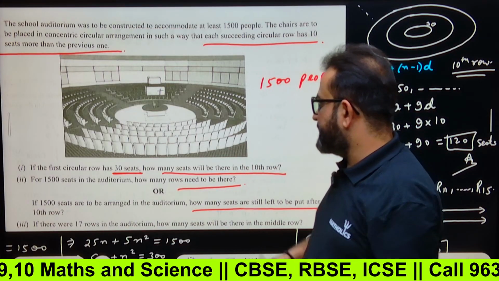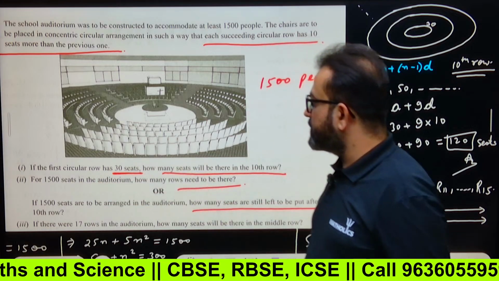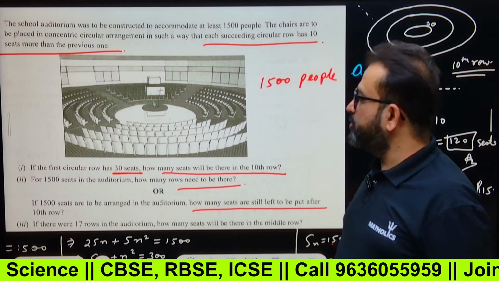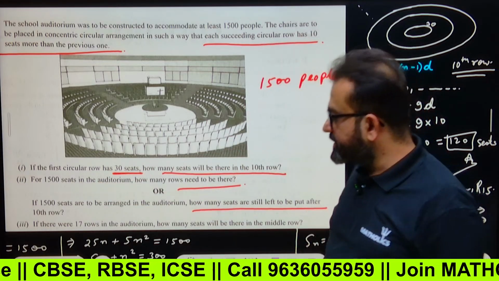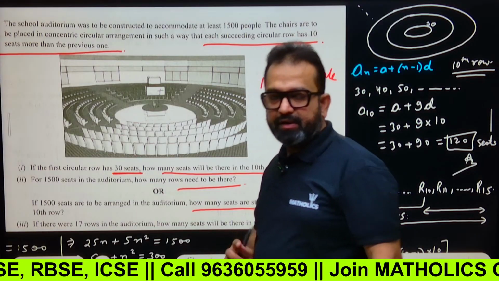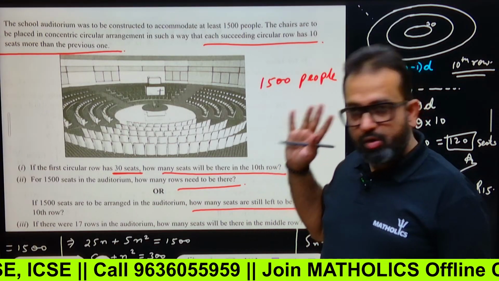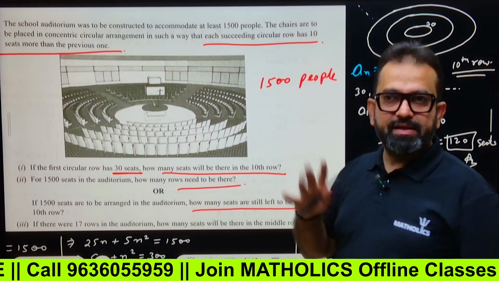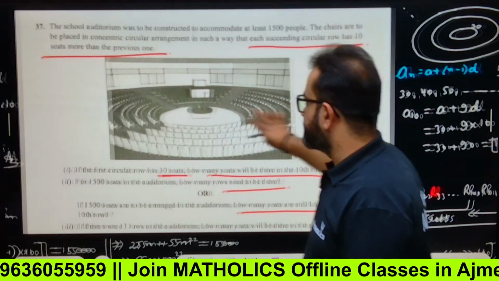Second part. For 1500 seats in the auditorium, how many rows need to be there? For 1500 seats would mean total seats 1500. That means sum to n terms is 1500. A is given, D is given. You have to find N. Do it like this.